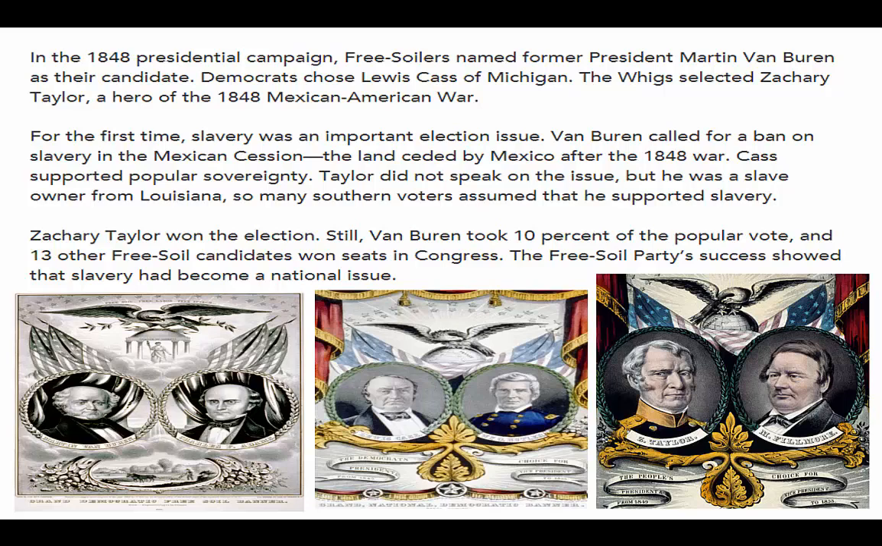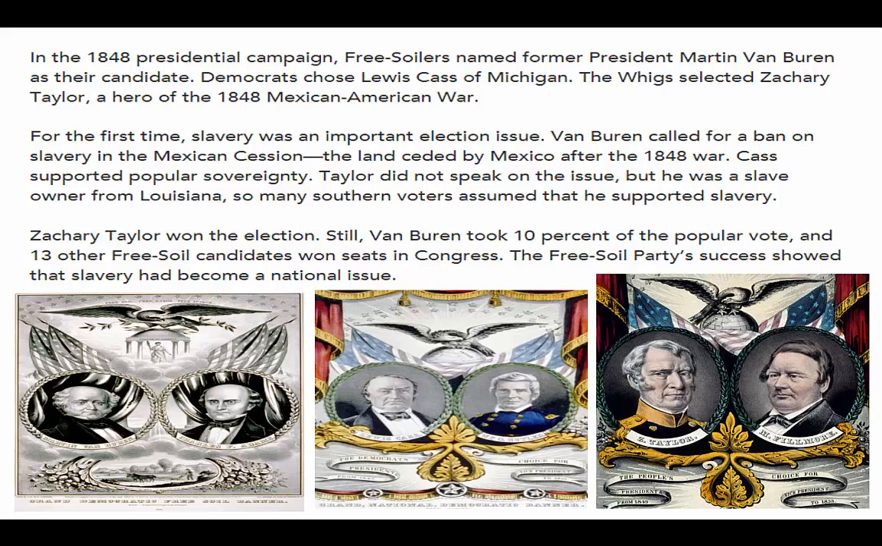Van Buren called for a ban on slavery in the Mexican Cession, the land ceded by Mexico after the war. Cass supported popular sovereignty. Taylor did not speak on the issue, but he was a slave owner from Louisiana, so many Southern voters assumed that he supported slavery. Zachary Taylor won the election.